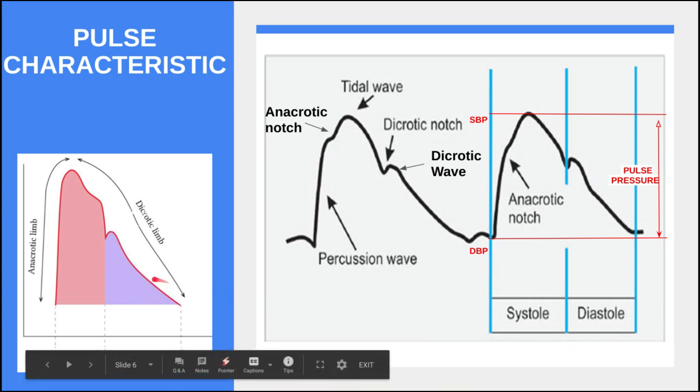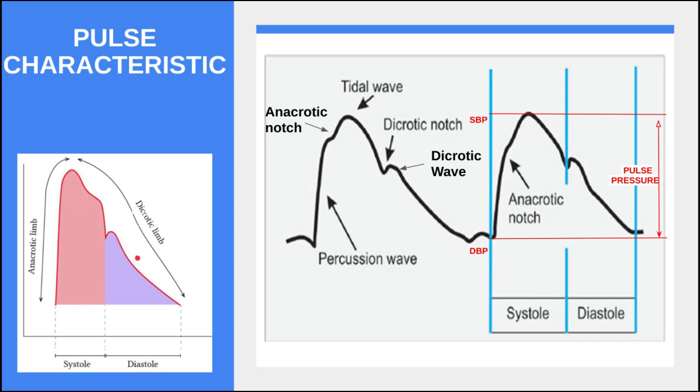Then every pulse has an ascending anacrotic limb and a descending dicrotic limb. The anacrotic limb has two waves. One is the P wave, P for percussion wave, and the second is the tidal wave. Both are separated by the anacrotic notch.